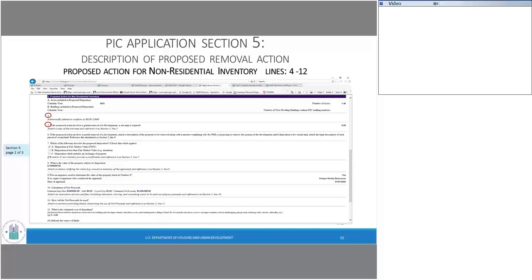Line 11 asks, how do you propose to use the net proceeds? Here again, here's guidance. Attach a narrative providing details concerning the net proceeds, and reference section 5, line 11. So here in 12, if it is demolition, then it asks here to provide an estimated cost of the demolition. So here you would provide that, and I can't see it on my screen, but you will submit that information in the application as well.